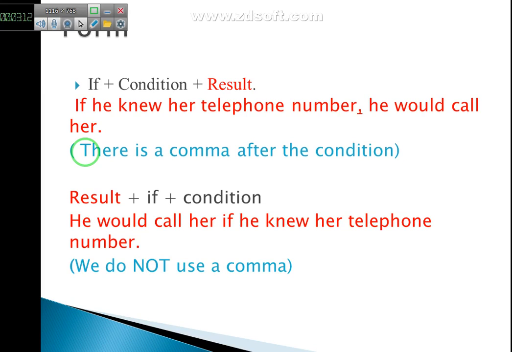Okay, and when we write like that, don't forget again, which is very important, don't use a comma.